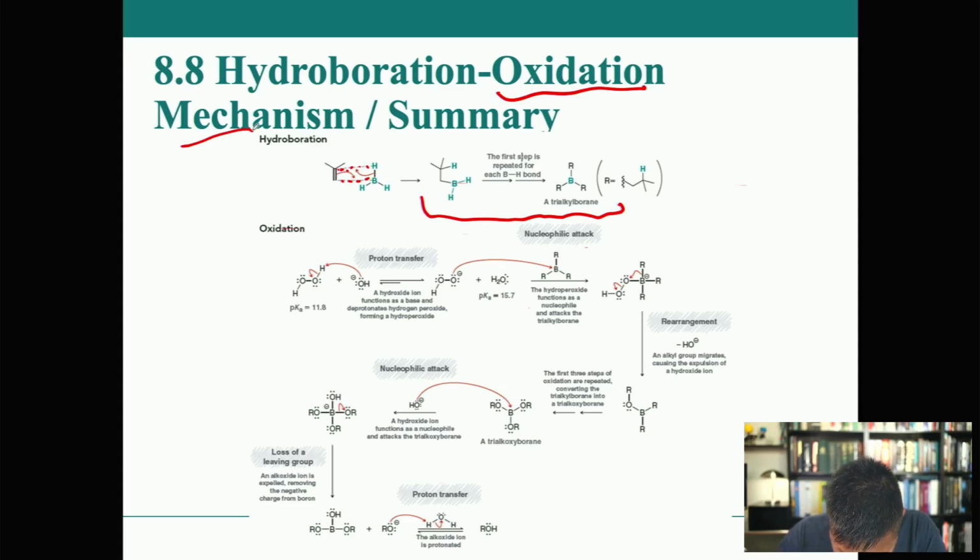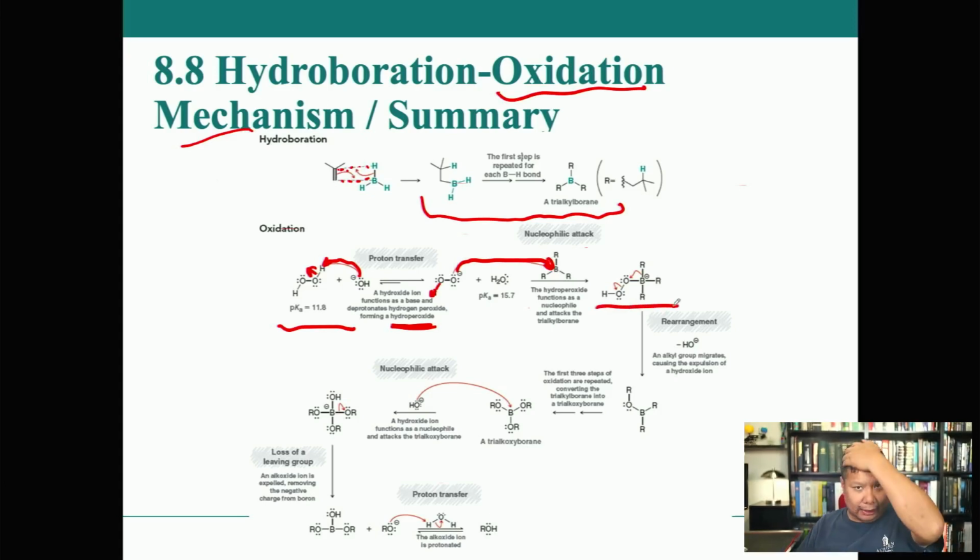What happens is that you can have a hydrogen peroxide come over, and a hydroxide ion can pull off a proton from the peroxide, right? And so now you're left with the peroxide anion right here. What is that called? Hydroperoxide. The hydroperoxide anion. Okay. The hydroperoxide anion now can do a nucleophilic attack on the boron of the trialkyl borane. And now the peroxide is attached to the trialkyl borane.